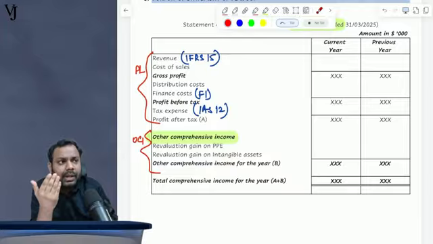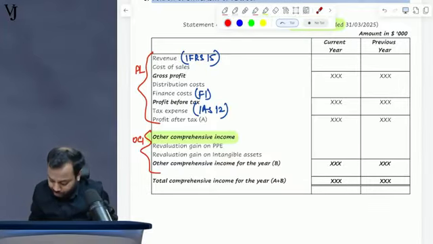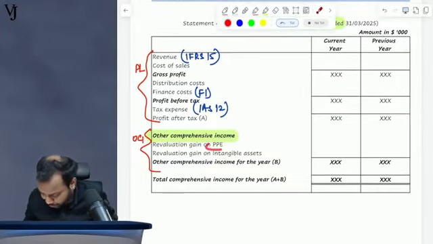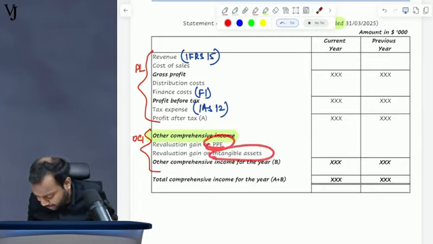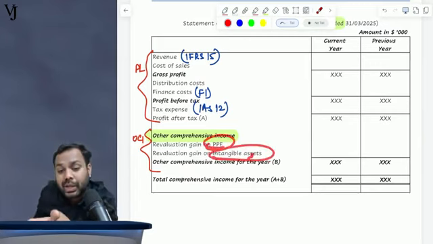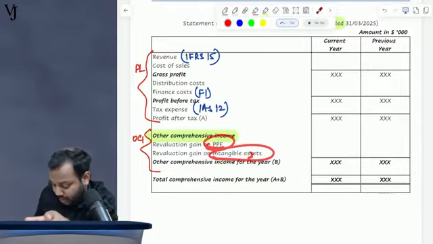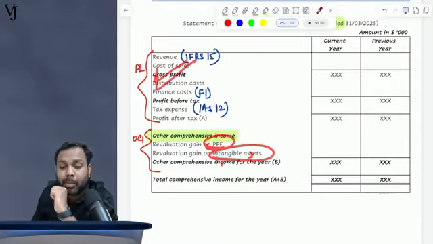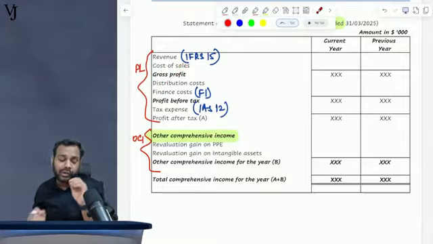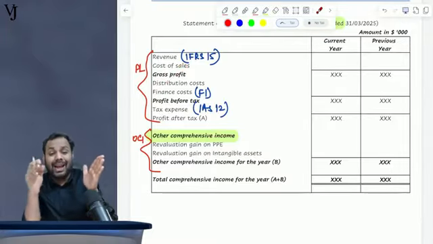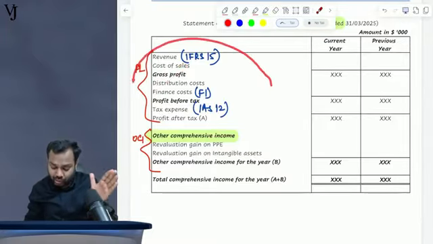So not investment property, it is intangible assets. Okay, property, plant and equipment, intangible assets. If there is a revaluation gain on investment property, it goes to P&L, not other comprehensive income. Why? Because investment property we will sell and realize the value. Hence, it goes to P&L here.